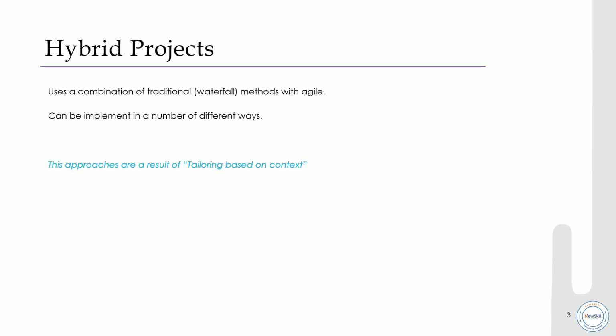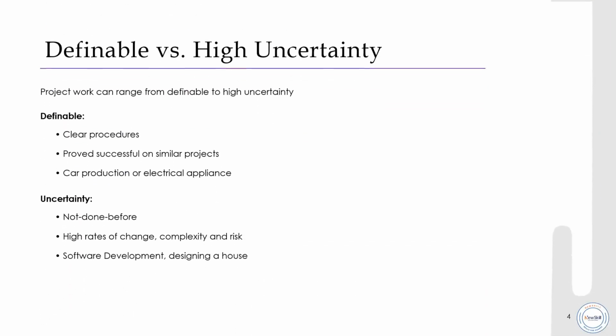All right. So hybrid projects can be implemented in different ways. You can combine waterfall and agile in different ways to create something which is unique. Now, this entire process is what we call tailoring based on context. Remember, one of the principles we talked of, tailoring based on context, which was very, very important.